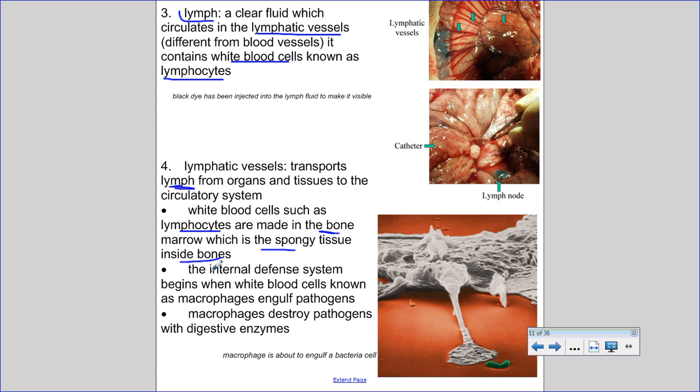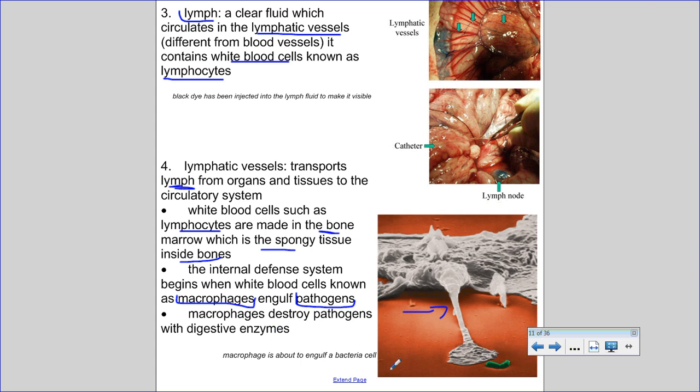So the internal defense system begins when white blood cells, known as macrophages, which are our phagocytes, will engulf a pathogen such as bacteria, and that's shown in the picture here. So here we have our macrophage. It's about to engulf this poor little bacteria here. And then macrophages will destroy pathogens with digestive enzymes.